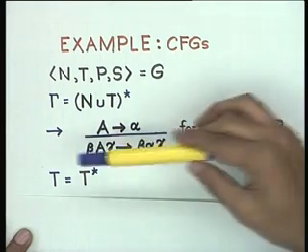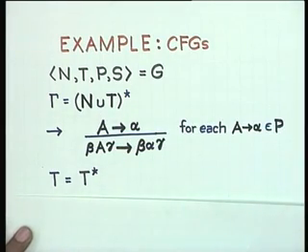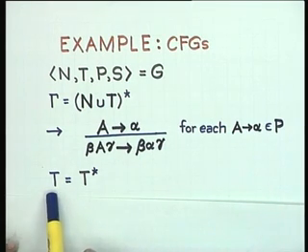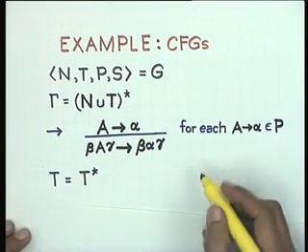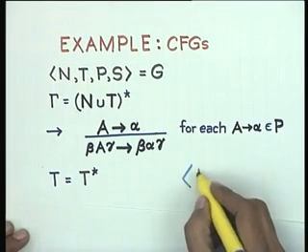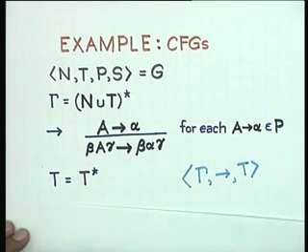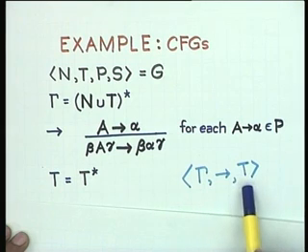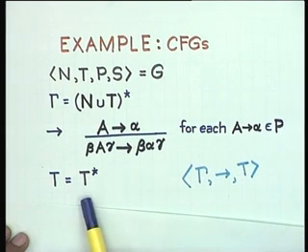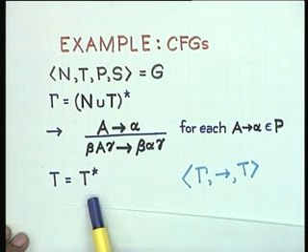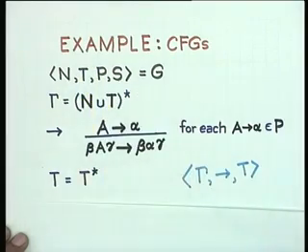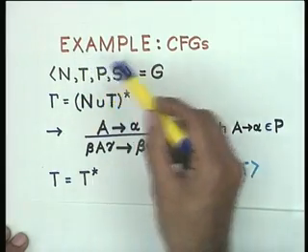So, this transition system, which is written in blue, this T, the blue T here, represents the fact that it is a terminal transition system of this form. This T of the transition system is just the set of all strings from this T, which is the set of terminals of the context free grammar.